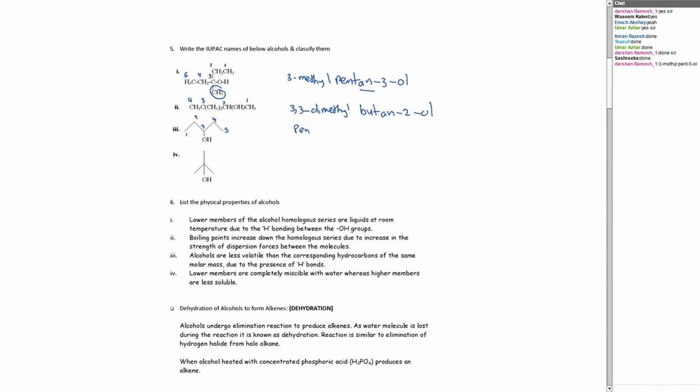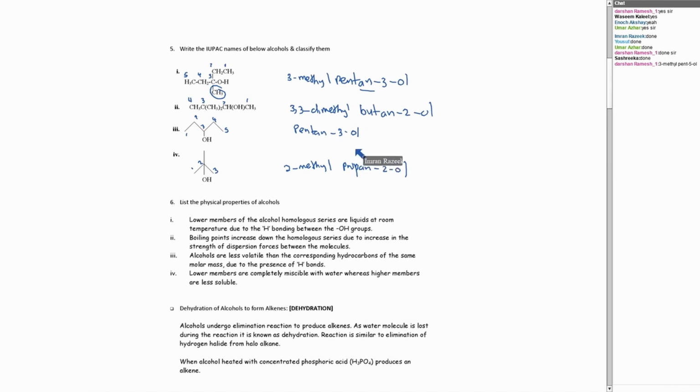This is pentan-3-ol. 2-methylpropan-2-ol. In some skeletal structures, the point where 2 lines meet and where a line ends, there's a carbon. There's a carbon here, a carbon here, a carbon here, and a carbon there. Is it clear?